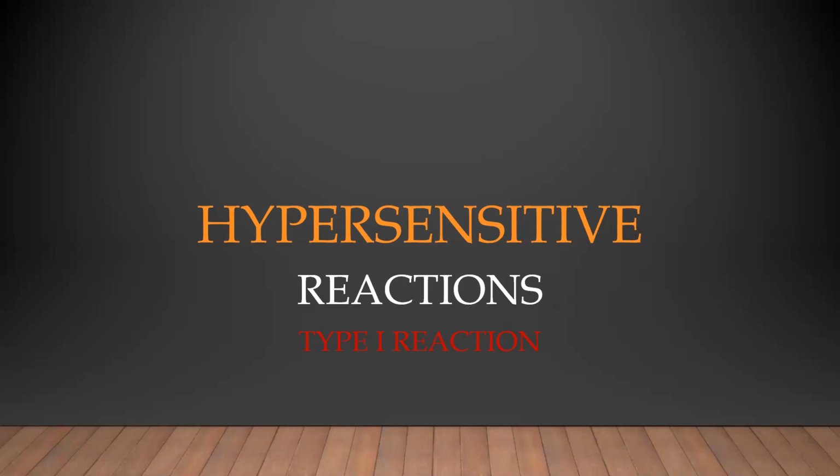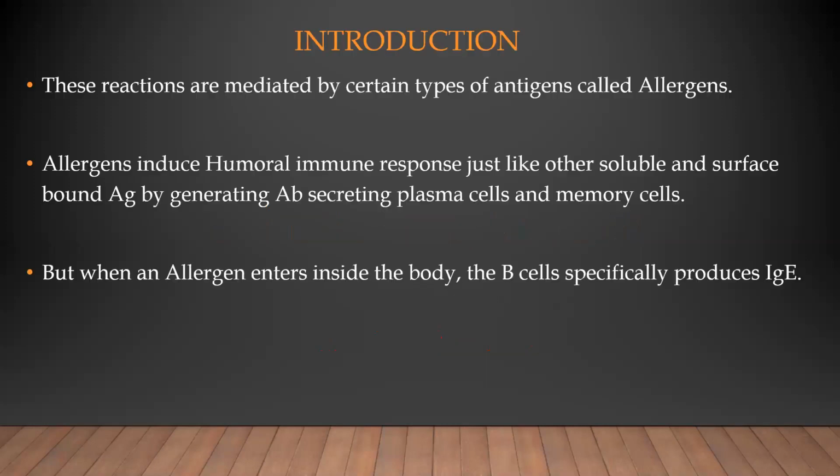And we found that there are four types of hypersensitive reactions. These are type 1, type 2, type 3, and type 4. In this video lecture, we will discuss type 1 hypersensitive reactions. A type 1 hypersensitive reaction is mediated by a certain type of antigen, which is called an allergen.